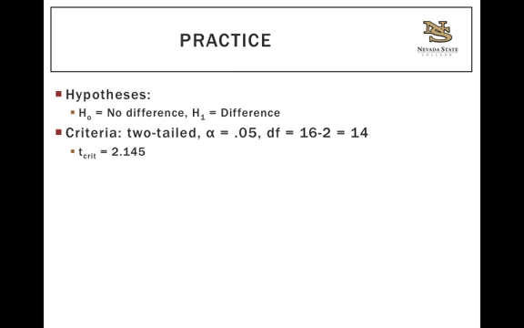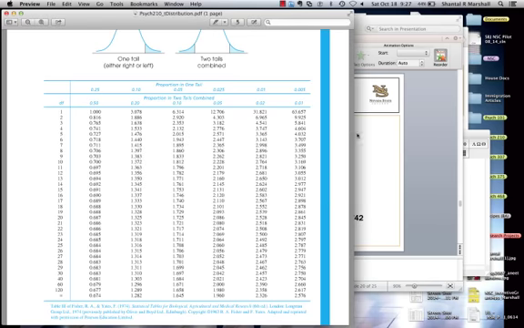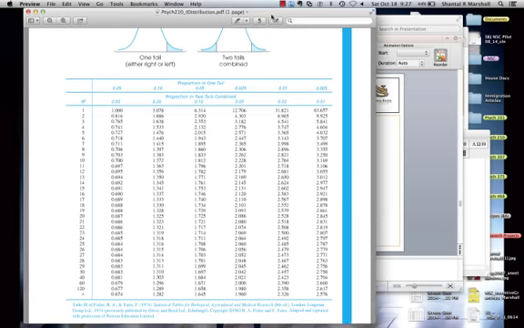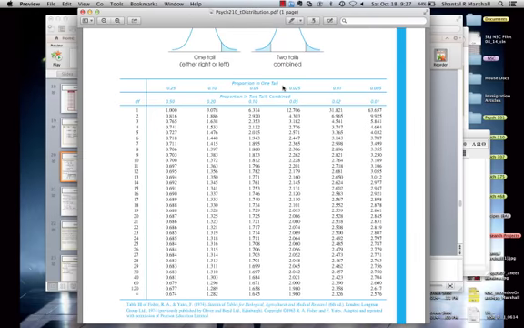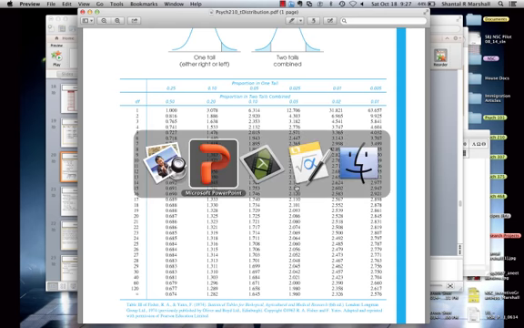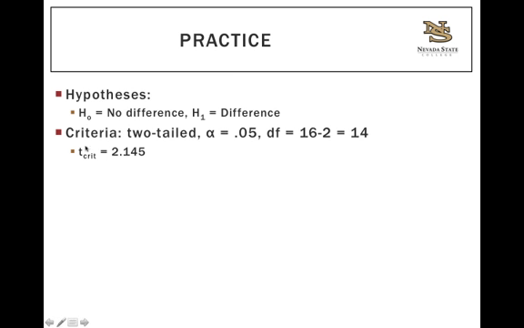So I'm going to show you that on the t distribution. Here we see that if we're doing a two-tailed test, 0.05, we have 14 degrees of freedom. That gives us a 2.145 here. Okay, so that's how I came up with that number. All right, so that's the t to beat. And remember, it can be positive or negative in that case. Sorry, I didn't write that down, but it can be positive or negative because we're doing a two-tailed test.